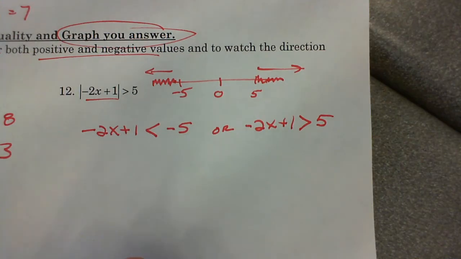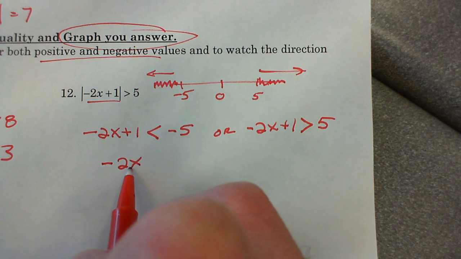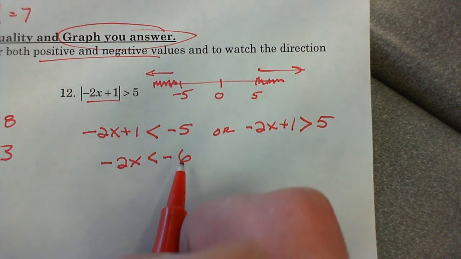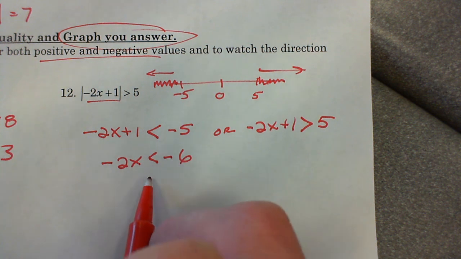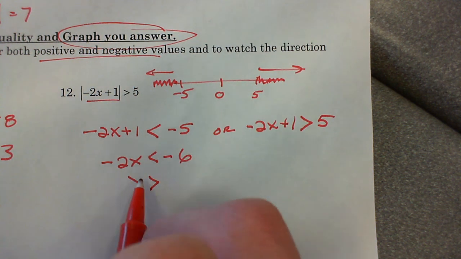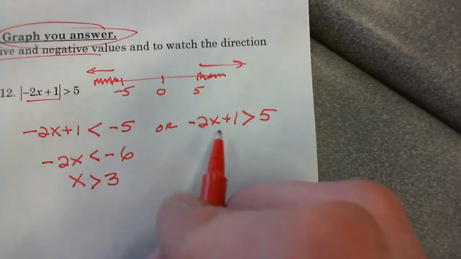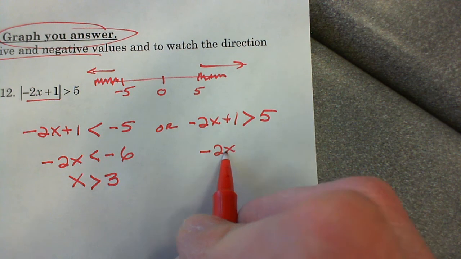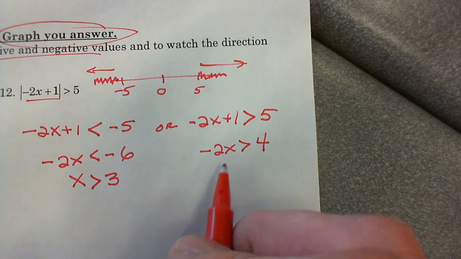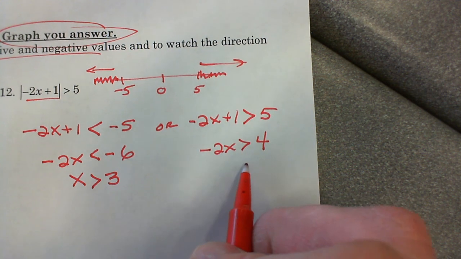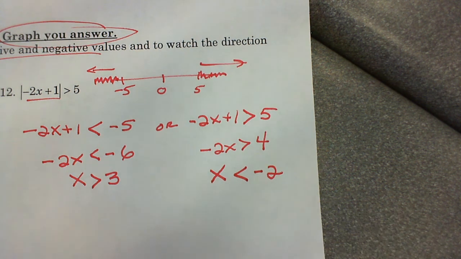Okay. So here, if we solve this, we've got -2x is less than, subtract 1, you get -6. And now I've got to divide by a negative. And recall, when you divide by a negative, you have to flip your inequality. So this is x is greater than +3. Okay. And then over here, you've got negative 2x, subtract 1 from 5. This is greater than 4. Divide by negative 2. Again, we're dividing by a negative, so the inequality is going to switch directions. So in this case, x is less than negative 2.